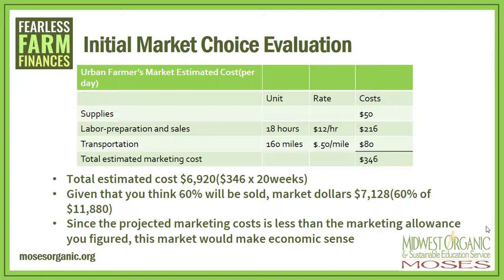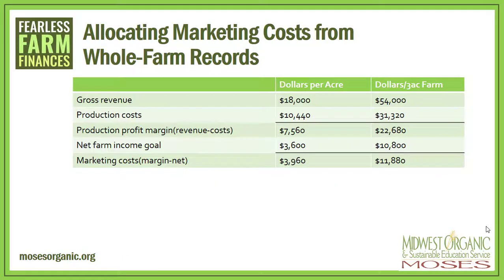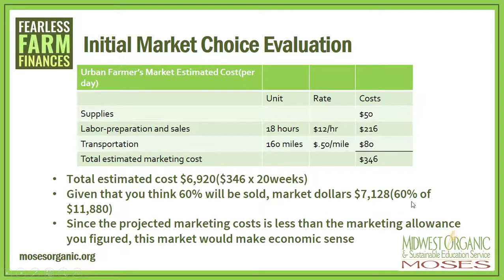And then, given that you think you'd sell 60% of your produce here, or any given production, maybe it's not produce, the estimated marketing dollars you'd have available for this market would be $7,128. So that's 60% of the total $11,880 from the last table. Right here, when we flip back, this total is your total for your 3-acre farm. And now we're taking 60% of it because you're thinking that you're going to sell 60% of your total production.